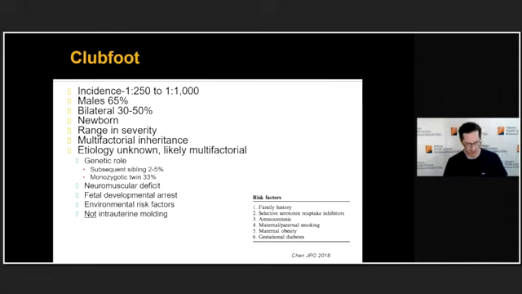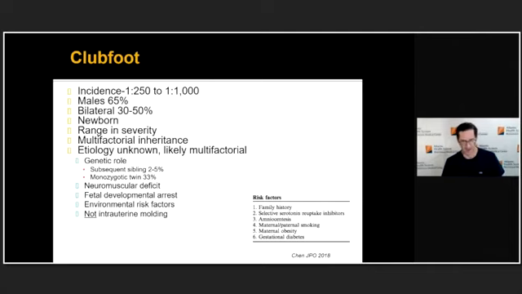So club feet are quite common, about 1 in 1,000. In some populations, it can be a bit higher, 1 in 250. They're a bit more common in boys. They can be bilateral up to 50% of the time. They are congenital. This is a diagnosis that you can make in a newborn. And they range in severity from very stiff to not so stiff. So we'll talk a little bit about that later.